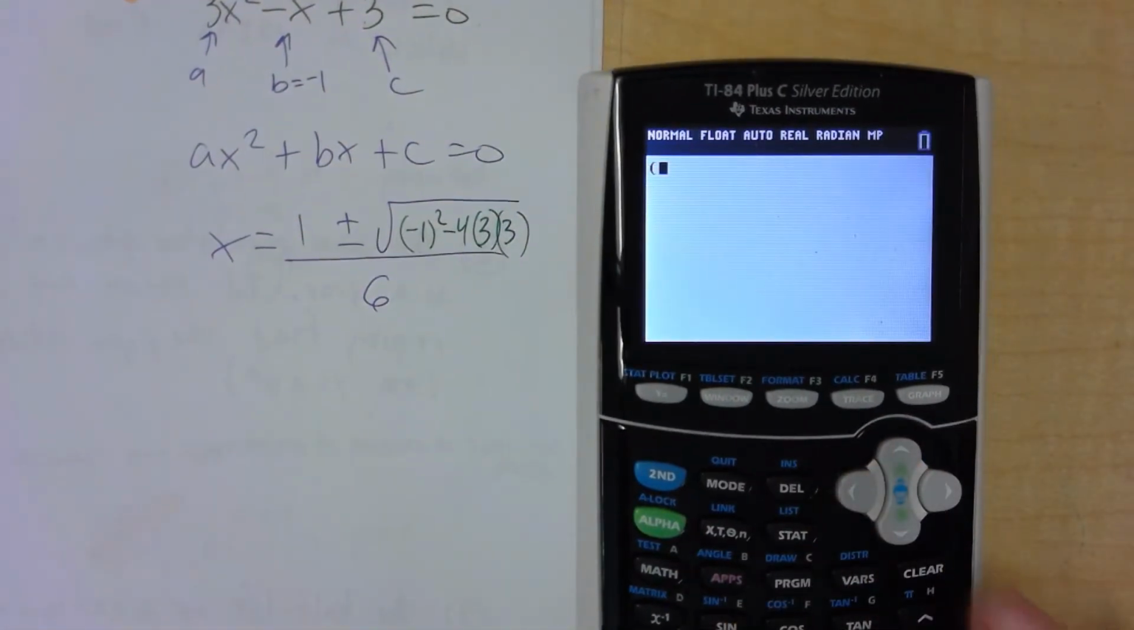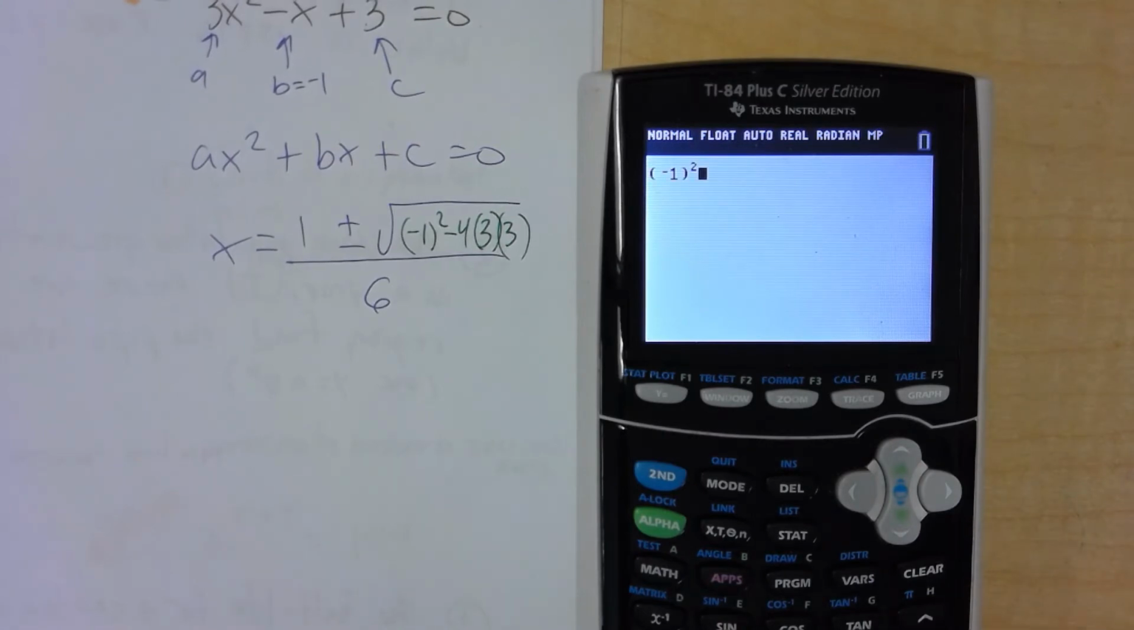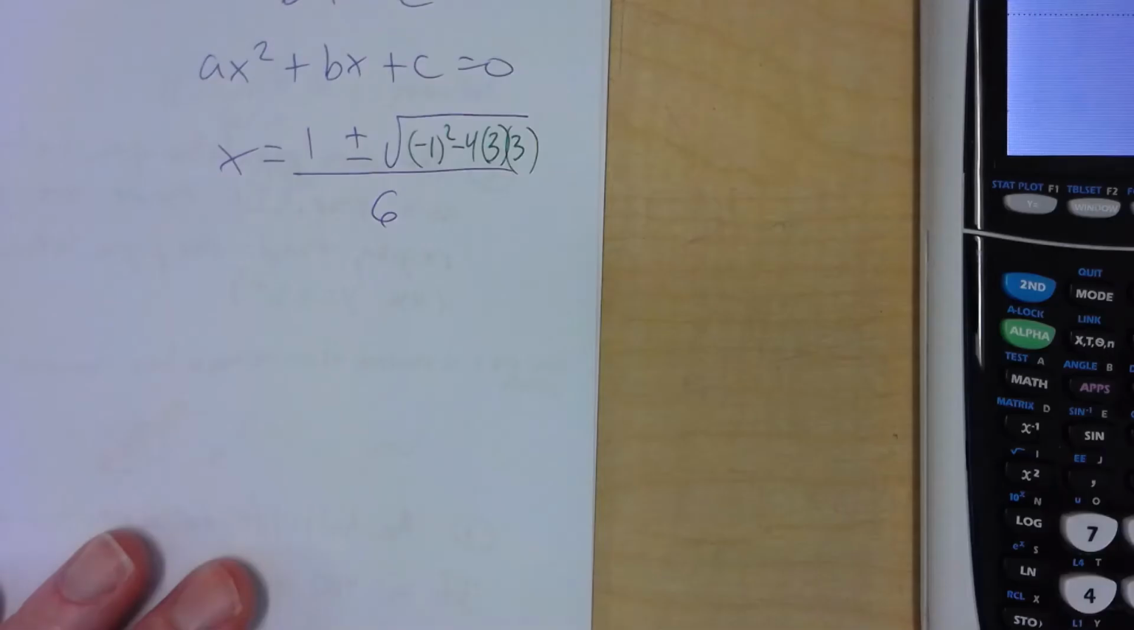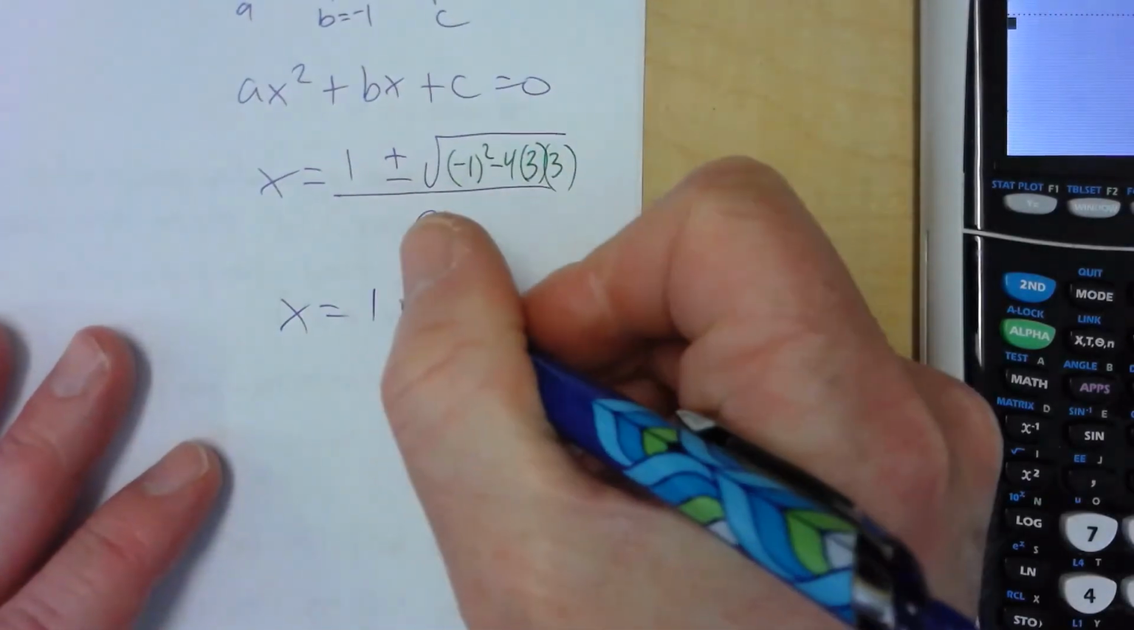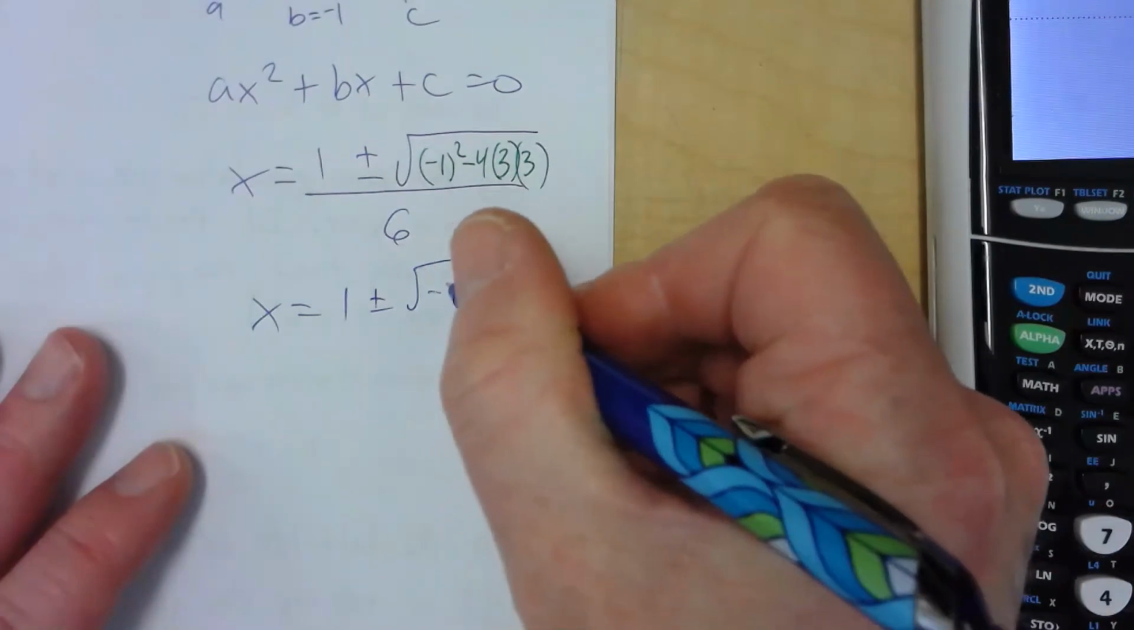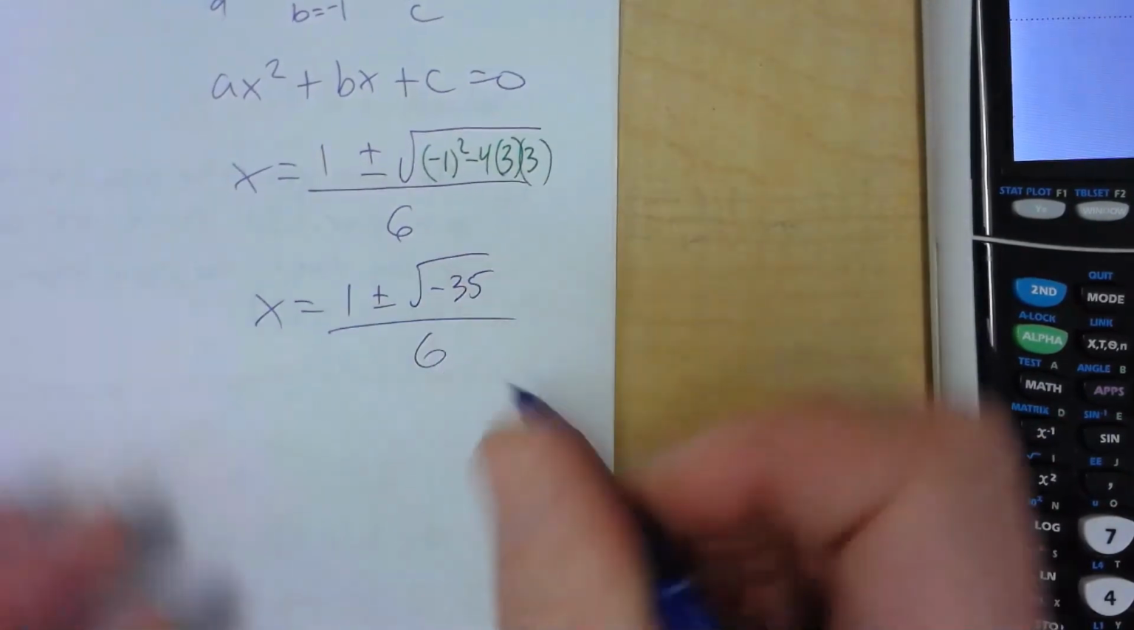So it's going to be -1 squared minus 4 times 3 times 3. So -35. So we get x is equal to 1 plus or minus the square root of -35 over 6.